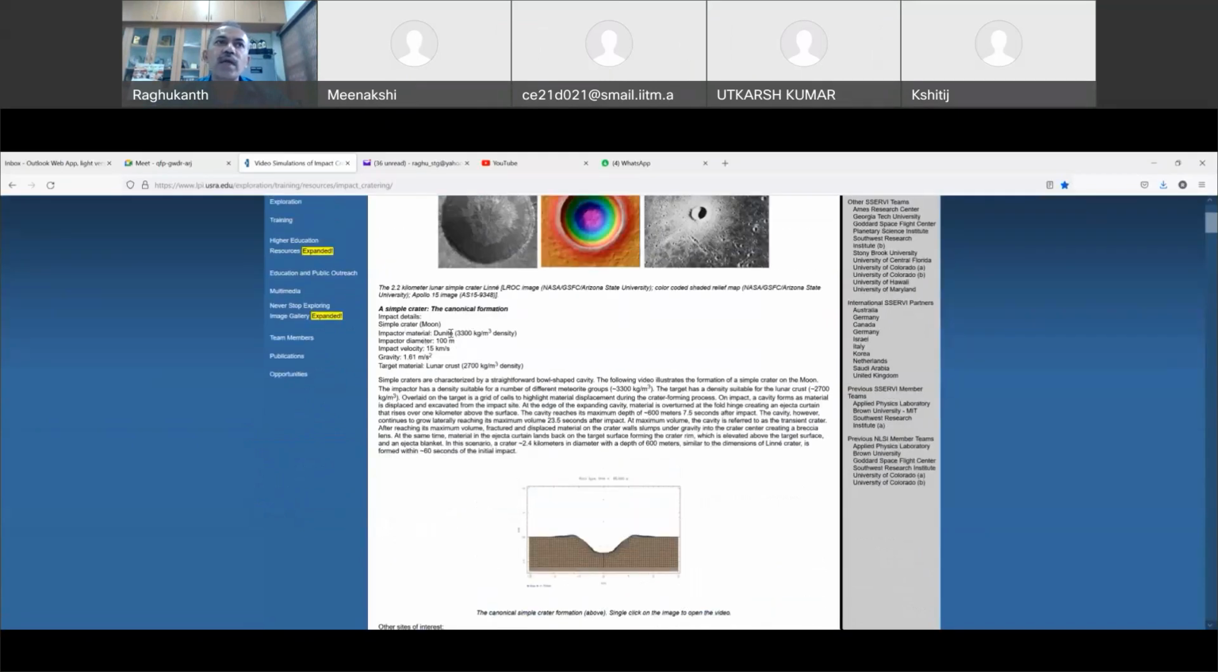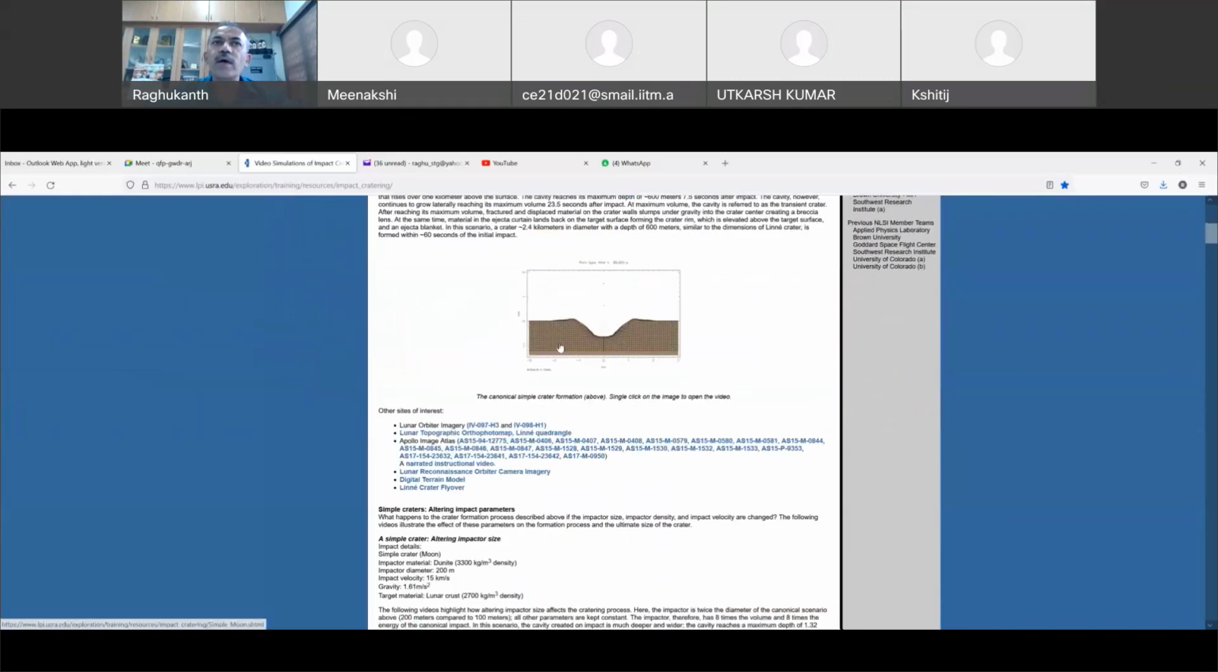So this is on the Moon, and the impactor material is dunite actually. This is a material found in meteorites and asteroids, and its density is 3,300 kg per meter cube. The diameter of this impactor is 100 meters, and the impact velocity is 15 kilometers per second. The gravity of the Moon is 1.61 meters per second square, and the target material is lunar crust, which is 2,700 kg per meter cube. So if the impact happens, how do things go?